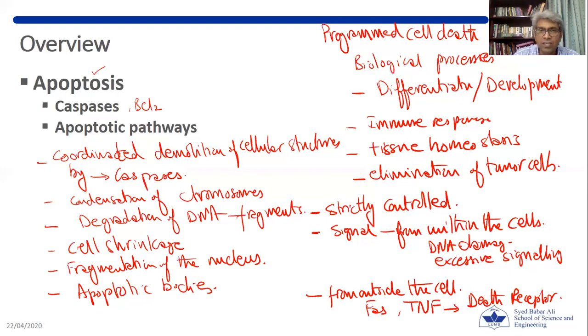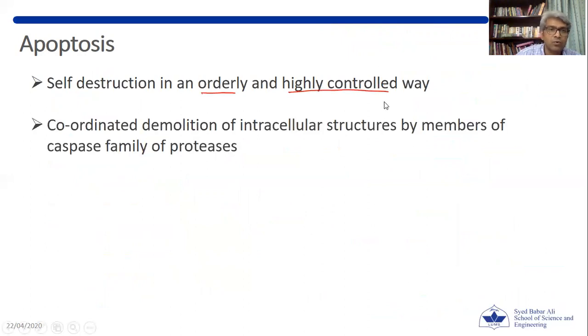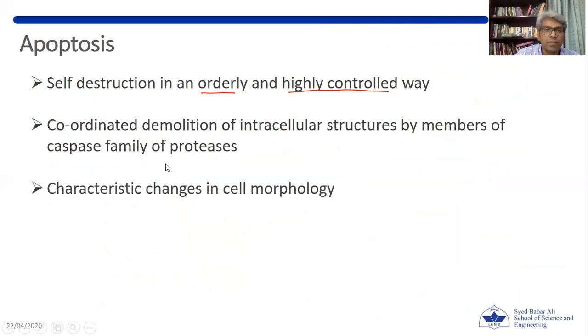Similarly, many signaling pathways, actually all of the signaling pathways that form stress responses or DNA damage responses, have some sort of link with apoptosis. So, apoptosis, as I mentioned, is self-destruction in an orderly and highly controlled way. It's coordinated demolition of intracellular structures by members of the caspase family of proteases, and it causes characteristic changes in the morphology, as I described. Condensation of the chromosomes, fragmentation of the DNA, cell shrinkage, fragmentation of the cell nucleus, or apoptotic body formation due to disassembly of the membranes.